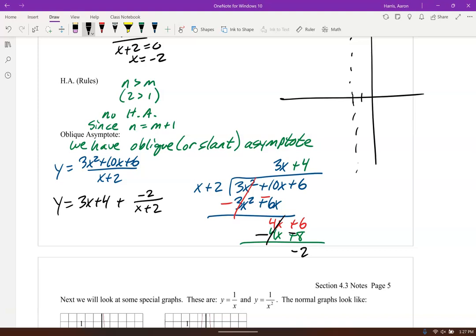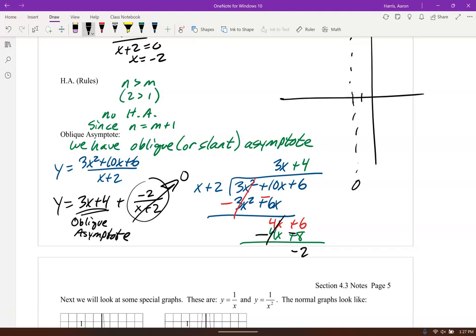Now what happens as x goes to infinity, this part goes to 0. This is going to go to 0 because the denominator gets so big. Because I have -2 over some huge number. So that's going to 0. So what I'm left with is this. That's my oblique asymptote right there. It's my quotient.